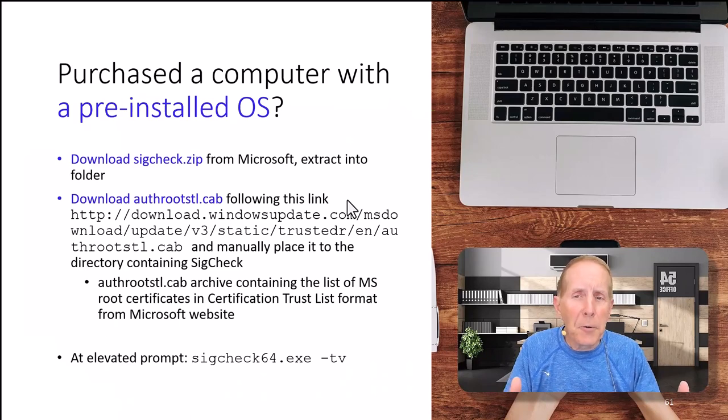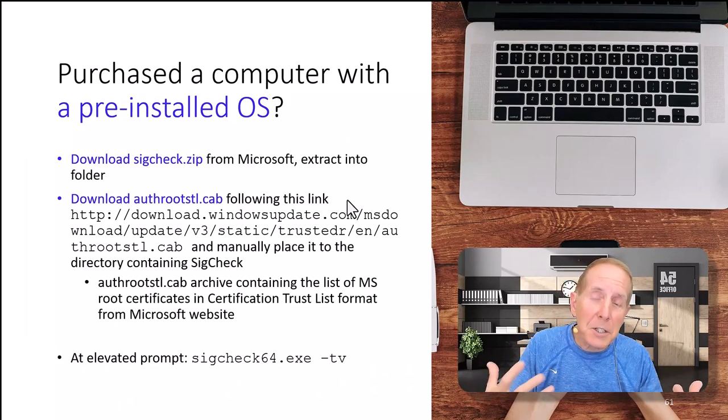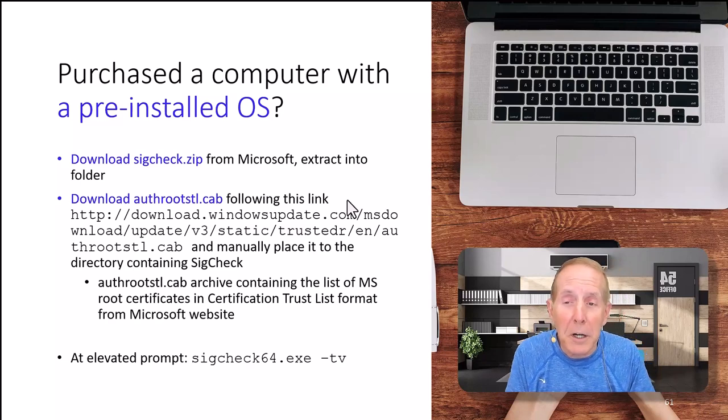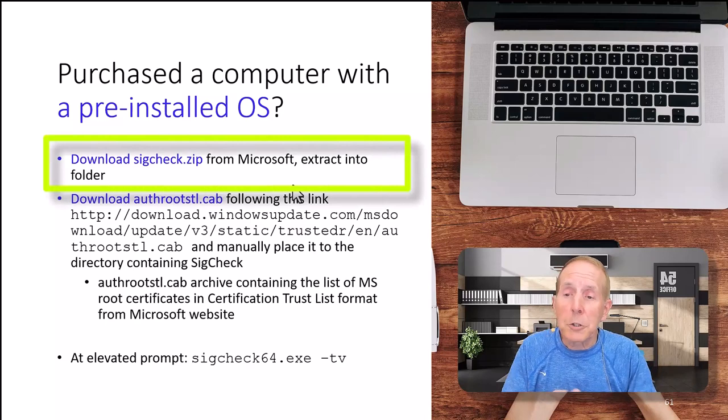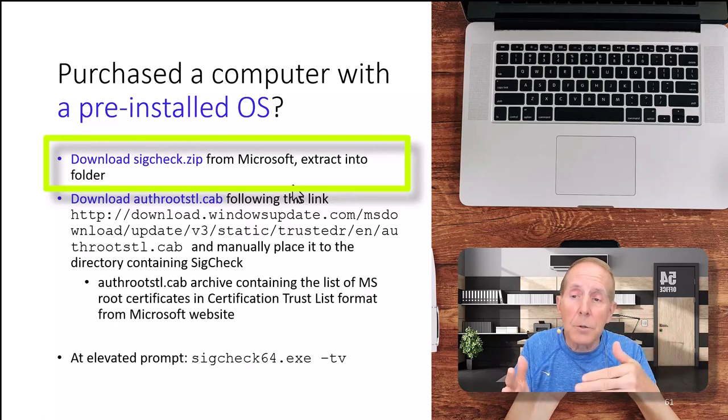How do you know that that vendor did not put in some certificates so that some of that junky software will run signed? Well, we can check it real quick. Do a Google search for SigCheck, and you'll probably quickly find Microsoft's Sysinternals site and download the SigCheck.zip file. Extract it into your download folder, that's fine.